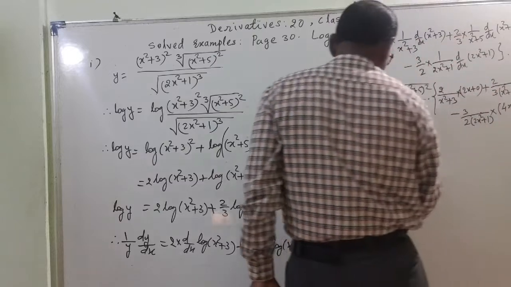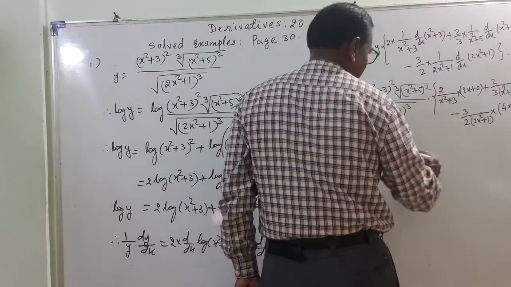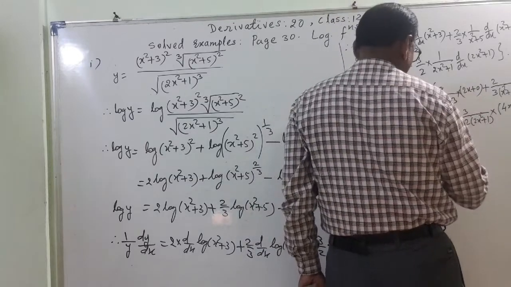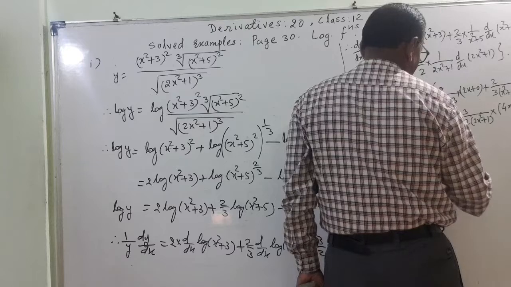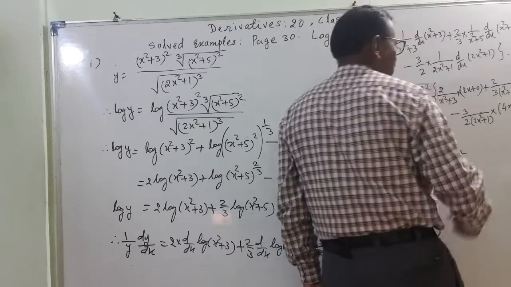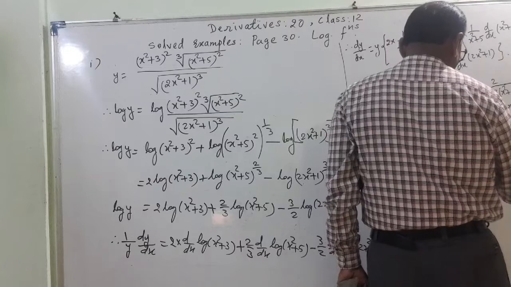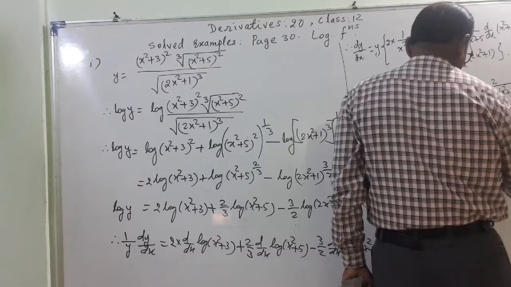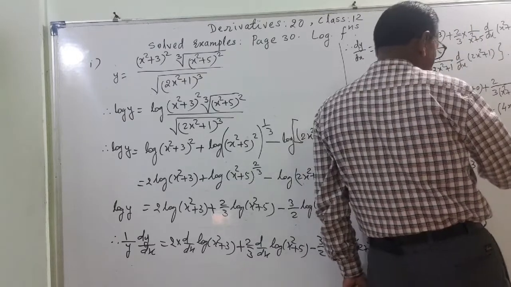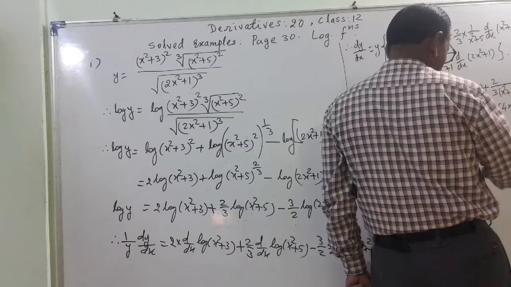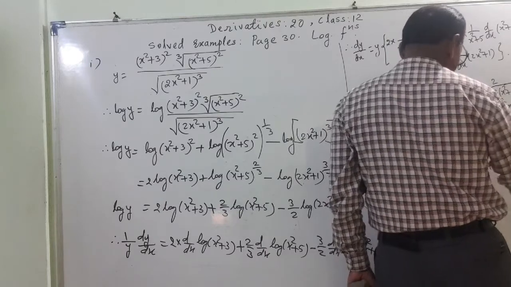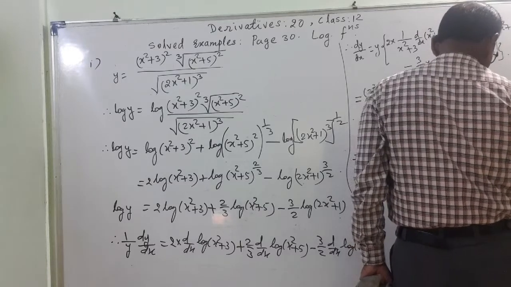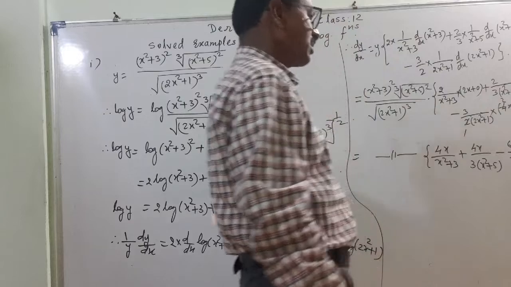So that is equal to, this as it is, you will write here into the bracket, this 2x into 2x will be 4x upon x square plus 3, plus, this will be once again 4x upon 3 into bracket x square plus 5, minus, this 2x into 3 will be 6x upon 2x square plus 1. This will be the answer.